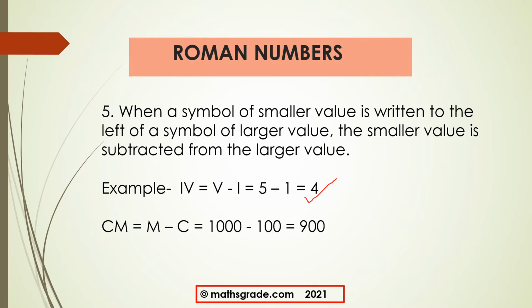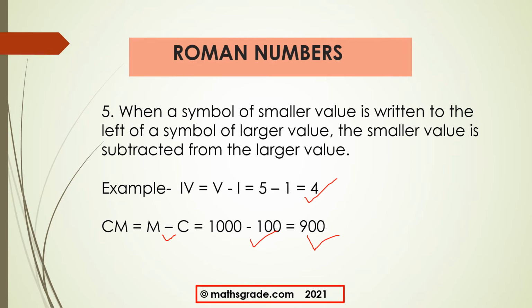CM. Here the value of C is 100 and M is 1000. Here 1000 is greater than 100, and 1000 is written to the right side of the value C. So we have to subtract C from M, that is M minus C. M is 1000, C is 100, 1000 minus 100 is 900. So our result is 900.